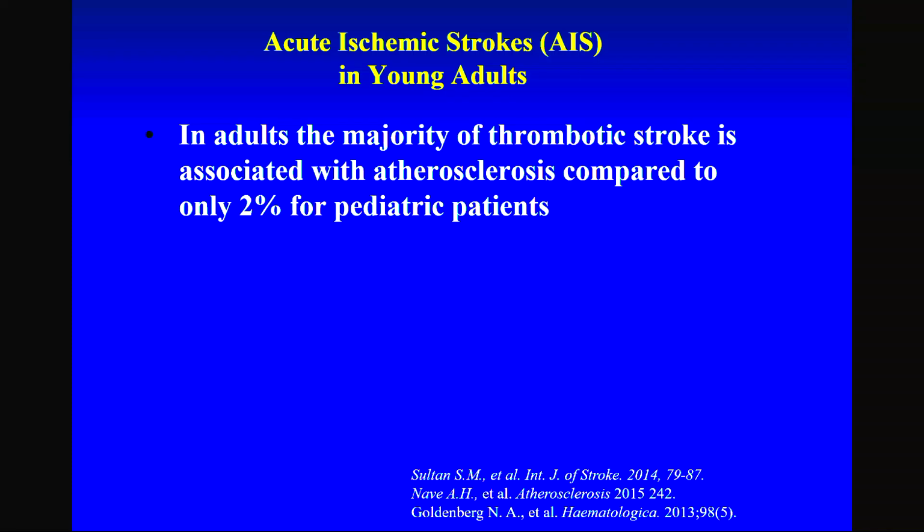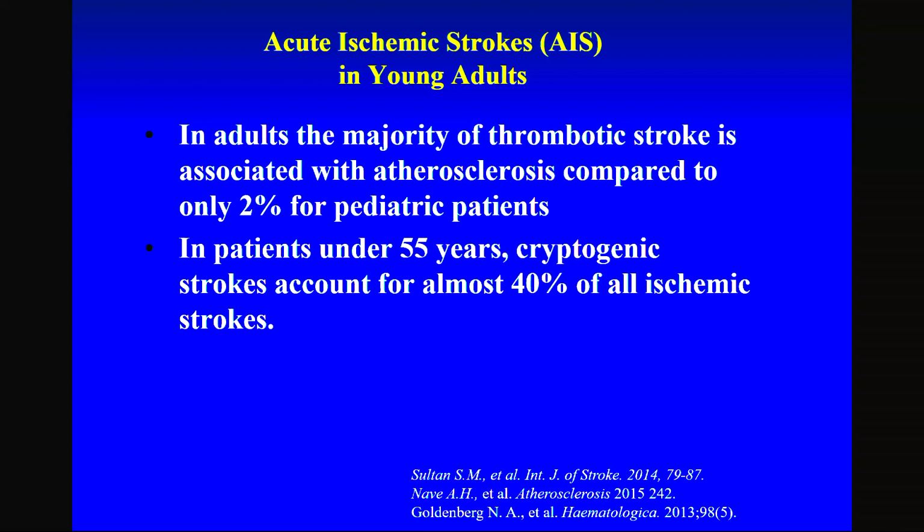And this is something you might not know, because in adults, the majority of thrombotic strokes are associated with atherosclerosis. Compared to children or adolescents, it's only 2%. There's no plaque in these patients. And we know in patients under 55 years of age, cryptogenic strokes account for almost 40% of all ischemic strokes. 40%. We have no idea why they're having strokes.